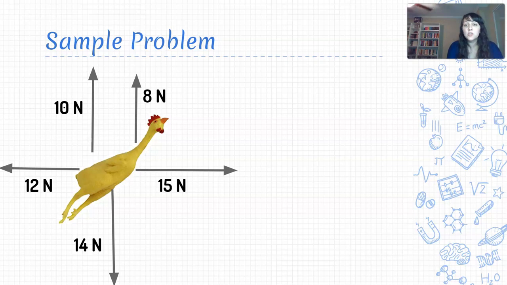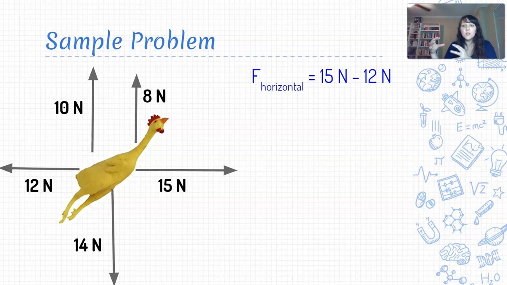The next thing I'm going to do is start combining them, but do it 1 dimension at a time. So I'll start off in the horizontal direction, the east-west direction. I've got 15 newtons to the east, 12 newtons to the west. Those are in opposite directions, so we're going to subtract those 2.